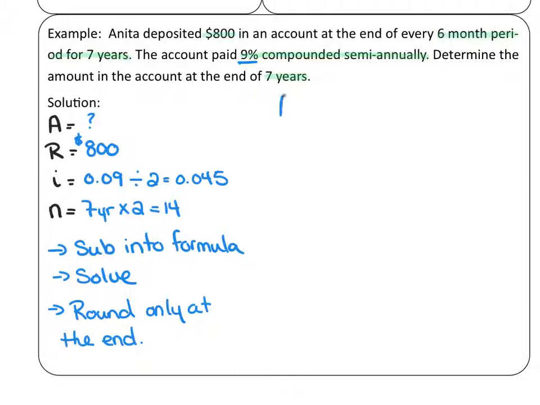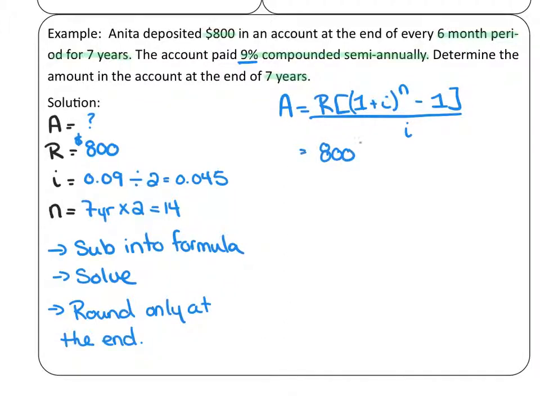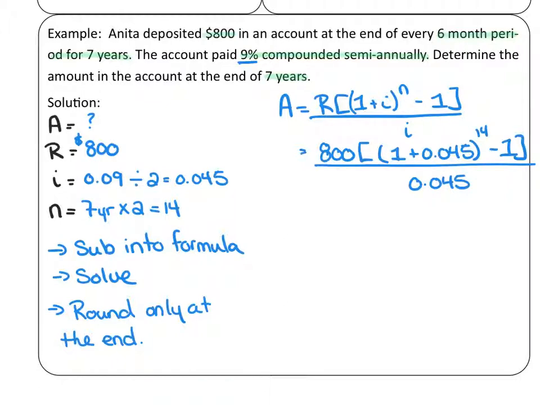So here's the formula: R times (1 plus I to the exponent n, minus 1), the whole thing divided by I. So we'll sub it all in. 800 bracket 1 plus I, which is 0.045, to the exponent of 14 minus 1, the whole thing divided by 0.045.